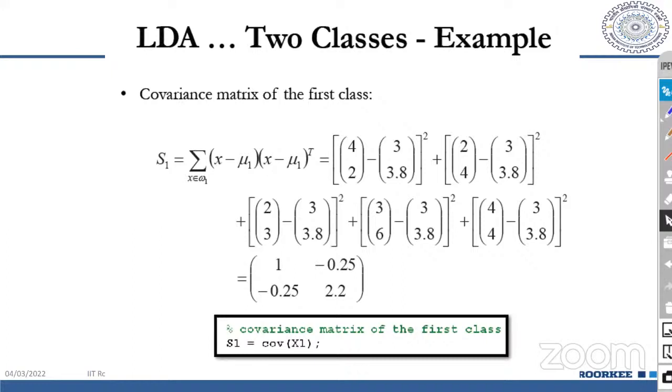So you have 4, 2, subtract with 3, 3.8. That is your mean. So (x minus mu1) into (x minus mu1) transpose is nothing but the square of those two: 4 minus 3 and 2 minus 3.8, the whole square. Like this, you compute for all the other points, and then you will get the covariance matrix S1.